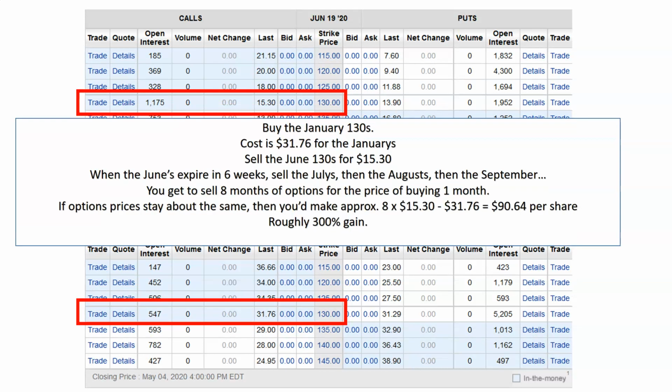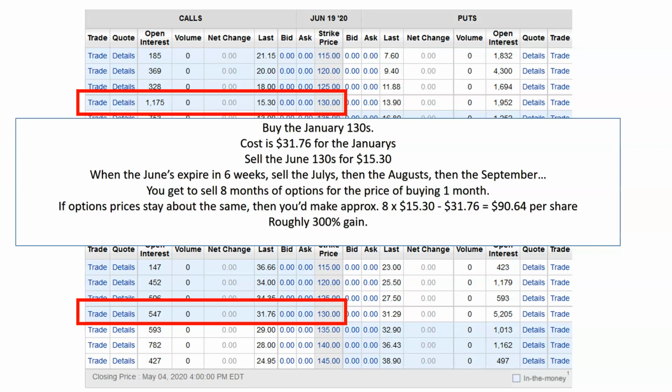Now, the math isn't exact, of course, because we're about 6 weeks out versus each of these options would be about 4 weeks out. But the idea is that we might make as much as $90.64 per share, because we get to sell 8 of these options at, say, $15.30 a piece, just to kind of make the math easy, minus we paid $31.76 up front. So that would give us a total profit of $90.64 per share, 300% gain.